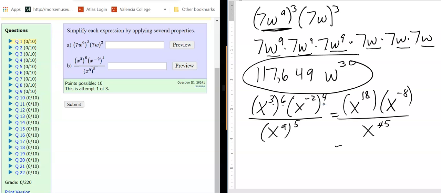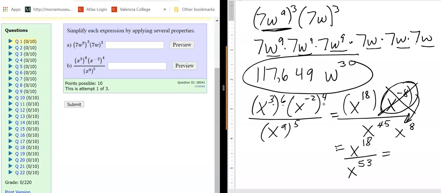And now I always, myself, I don't like to deal with negatives. So I probably would take this and move him down here. So he would become x to the 8th. And then I would strike him because he's been moved. Okay? So I have x to the 18th on the top. And I have 45 plus 8. So what is that, 53 on the bottom, okay?